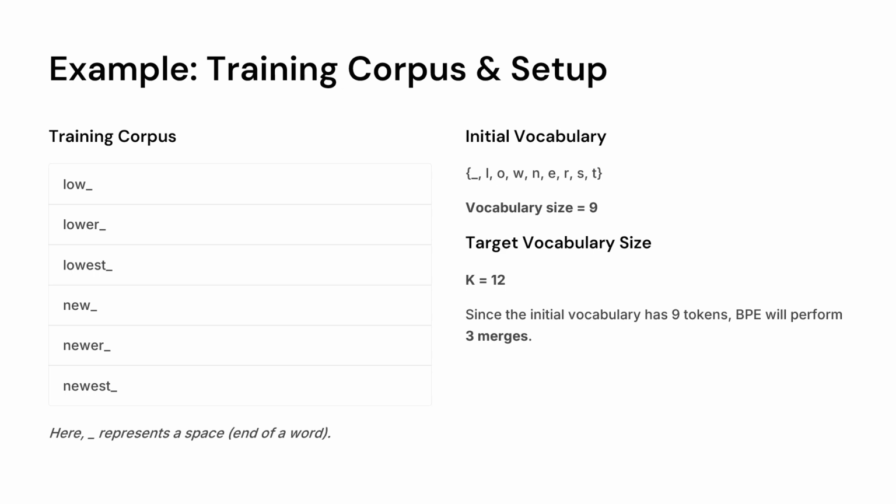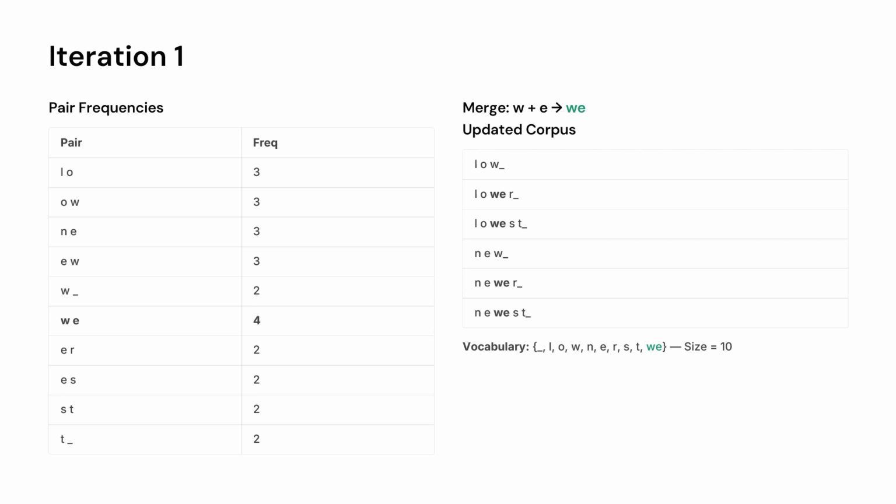So here we have our training corpus, which consists of six words: low, lower, lowest, new, newer, and newest. Here this dash at the end represents the space at the end of the word. First we initialize our vocabulary, which has a size of 9. And we have a predefined vocabulary size of k equal to 12. So for this dummy example, we will only do 3 merges, and then our vocabulary will reach 12, where we will stop.